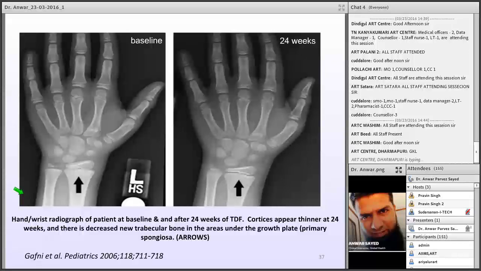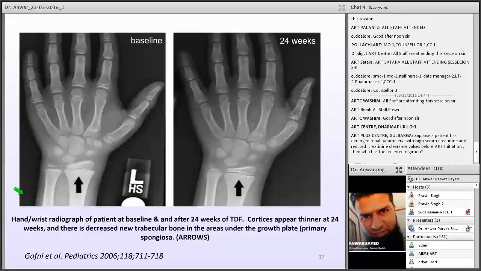Now these are X-rays of a child, and in this longitudinal study, children were on multiple drug ART, and it is difficult to assign causality of loss of bone mineral density unequivocally to tenofovir. But nevertheless, because patients who discontinue tenofovir while continuing their other drugs showed improvement in bone mineral density, it is likely that tenofovir was responsible for at least some of the observed decreases in bone mineral density.